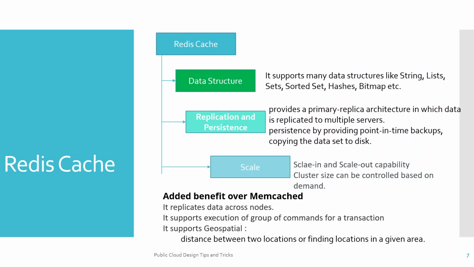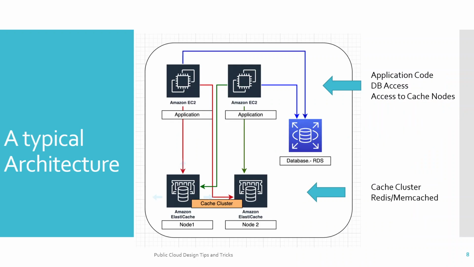The added benefits over Memcached are that it replicates data across nodes, as we already discussed. It supports execution of a group of commands for a given transaction, and it supports geospatial operations. For example, it helps to get the distance between two locations or find locations in a given region or a given area. So these are the added benefits over Memcached.